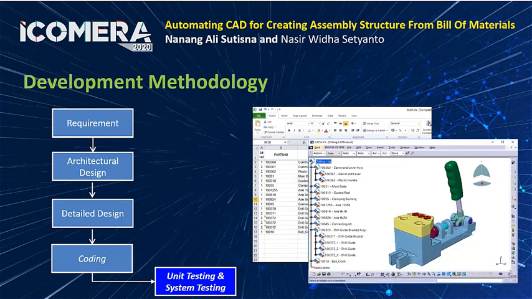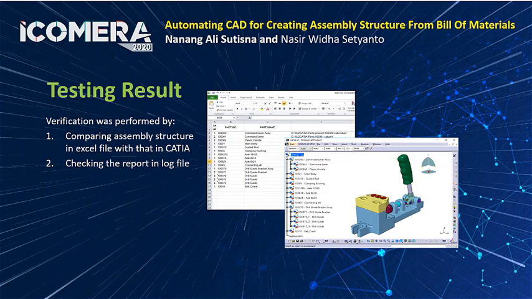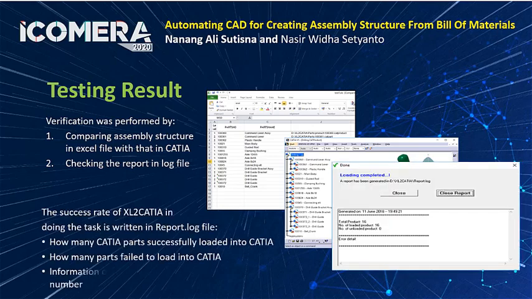Next step is testing. In the testing, the result will be compared between the assembly structure in CATIA and Excel or SPL. It can also be seen in the report. The report will show how many CATIA parts were successfully loaded into the system and also the information regarding how many unloaded parts and in which row number of the SPL or Excel file.